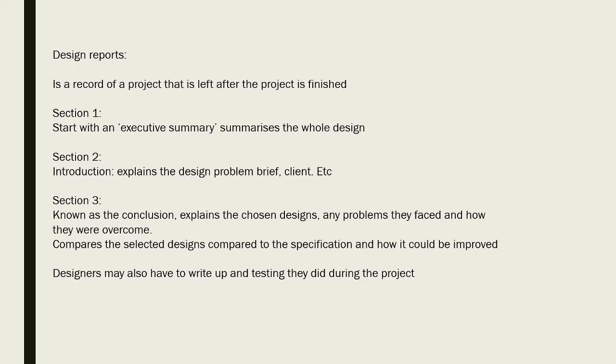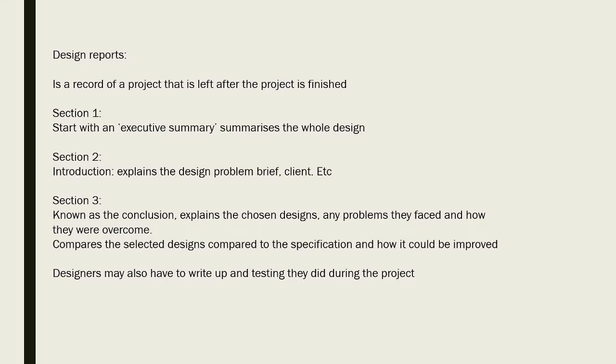There are 3 sections to it. This starts with an executive summary that basically summarises the whole design, the features of it, what it does, why we've done it that way, and what the thought processes were. Section 2 is the introduction. It explains the design brief, the client, the problem you came across, and how you solved it. You're planning out: this is what the project we did was, and here's how we went about going through it.